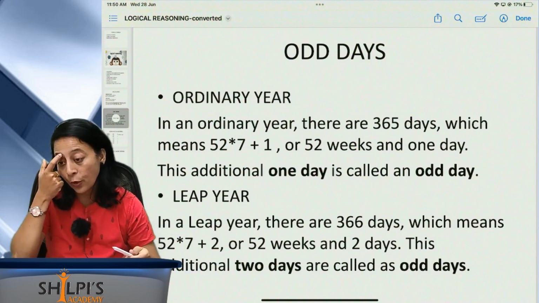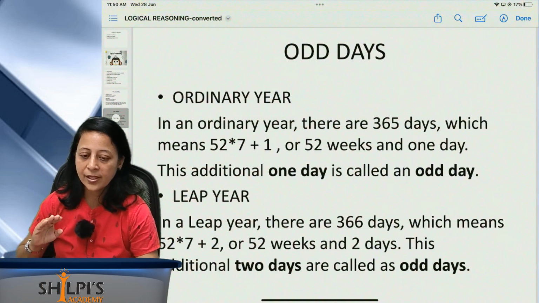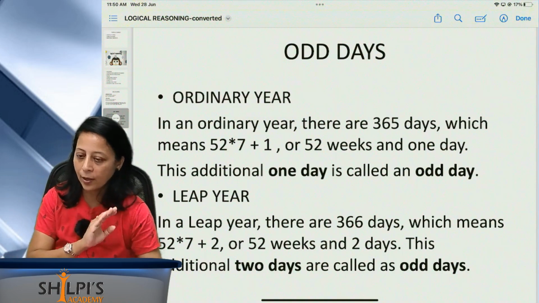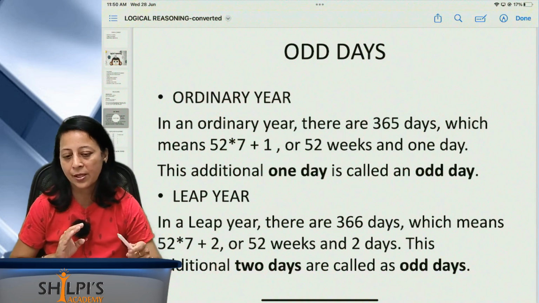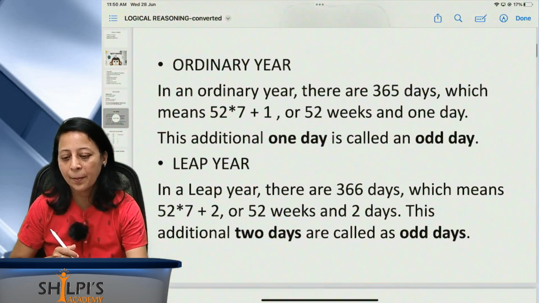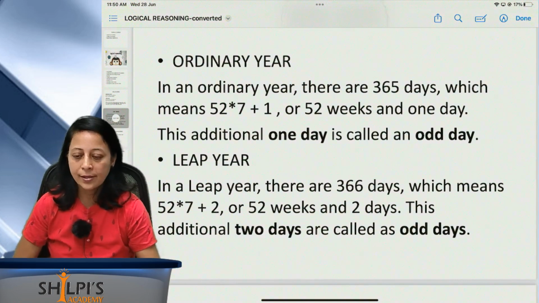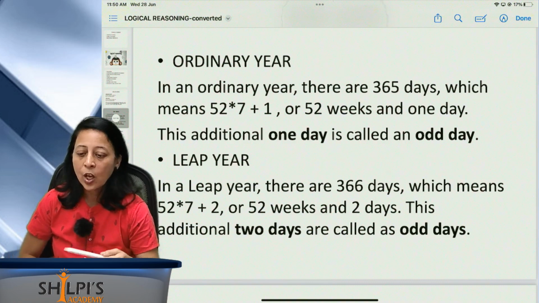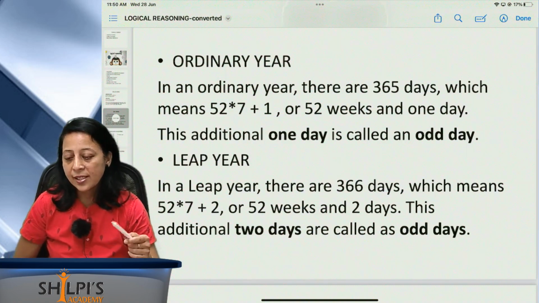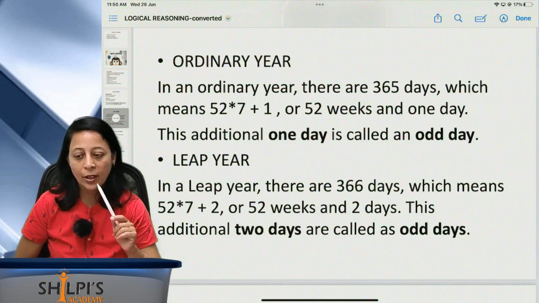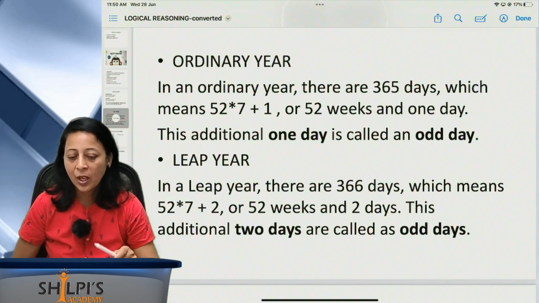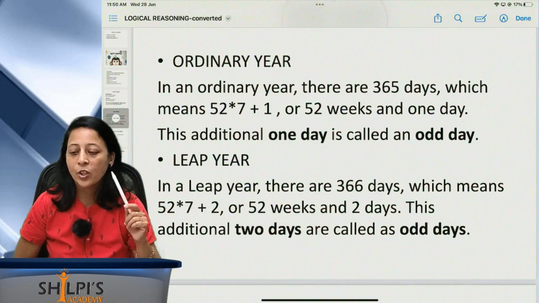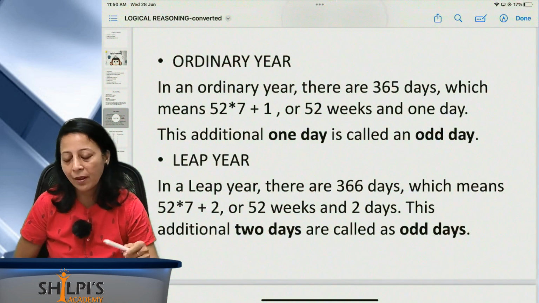Now coming back, for an ordinary year which has 365 days, it turns out to be 52 weeks completed and 1 day as your odd day, which is the remainder of 365 by 7. Likewise, a leap year, as we saw in the previous slide, has 366 days. So 366 divided by 7, you are going to get 2 as your remainder. Those 2 days which you got as a remainder will be your odd days.